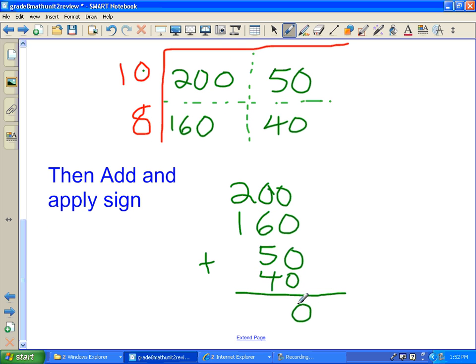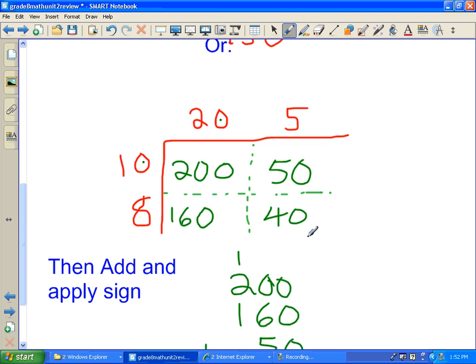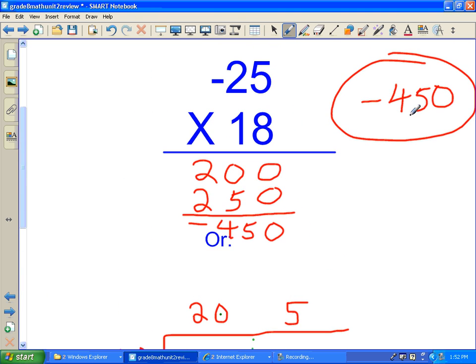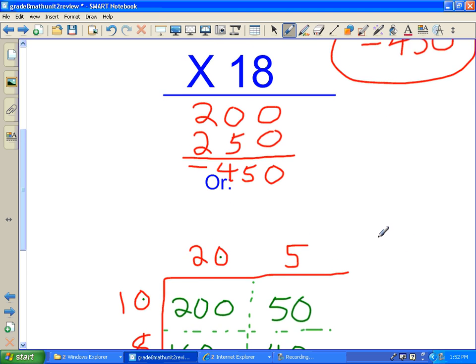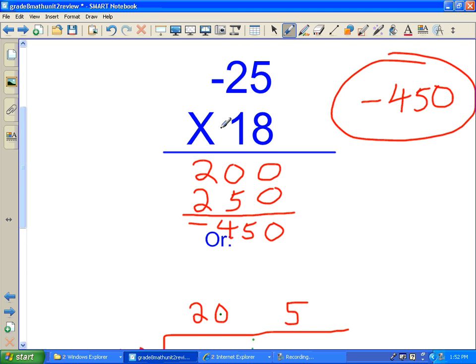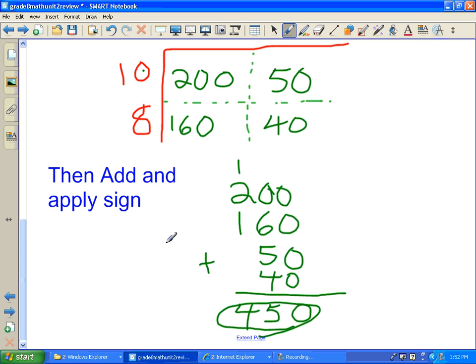Add them all up, and our answer, 5 plus 4 is 9, plus 6 more is 15. Then we got 2 plus 1 is 3, plus 1 more is 450, which is the same answer that we got doing it the other way up here. The only difference is now, remember, it is a negative times a positive, so just put in your negative sign in your final answer. So you ignore the negative or the positive sign, and it should work out nicely.